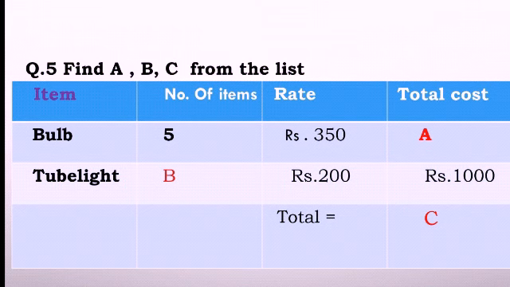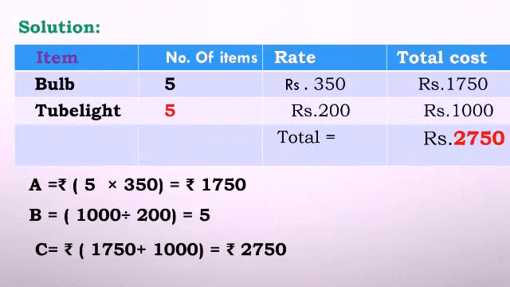Now the total cost is not given for bulb, so you have to find it out, and for tube light it is given as rupees 1000. The grand total is not given, so you have to find it out. So A, B, C you have to find out. A means you have to find the total cost of 5 bulbs. B means you have to find the number of tube lights, how many tube lights there are. Before solving, I want to tell you one thing: whenever you need to find less, you have to divide, and whenever you have to find more, you have to multiply.